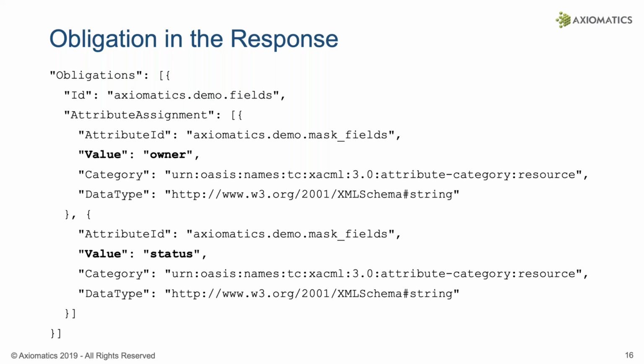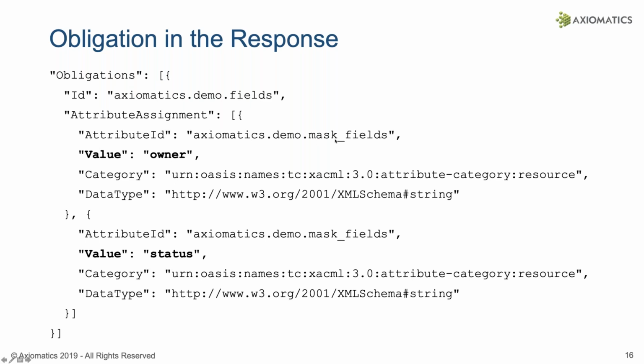Sorry for the verboseness of this slide, but I wanted to show what an obligation looks like in the response from an authorization engine. This is an example of it, and what we can see here is that we have an obligation in the response. This is a JSON formatted response. There's an ID added in here called axiomatics.demo.fields, and that contains, in this case, two attribute definitions, or two attributes. It's actually the same attribute, but it contains different values.